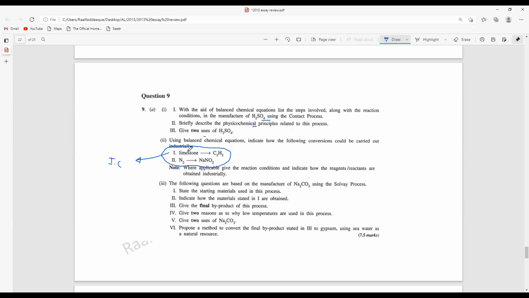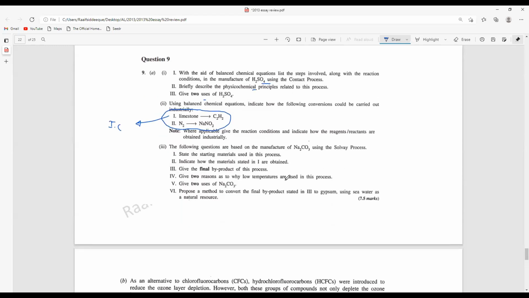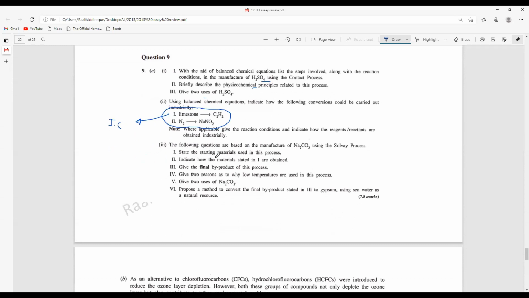Okay, so we have a conversion: we have to go from limestone to acetylene, and from nitrogen to sodium nitrite. So how do you do this? That is one. And they have asked a few simple questions based on sodium carbonate, the Solvay process. These are very straightforward. The first one and third one are very straightforward, but the second one is a little bit tricky because you need to understand how to approach this.